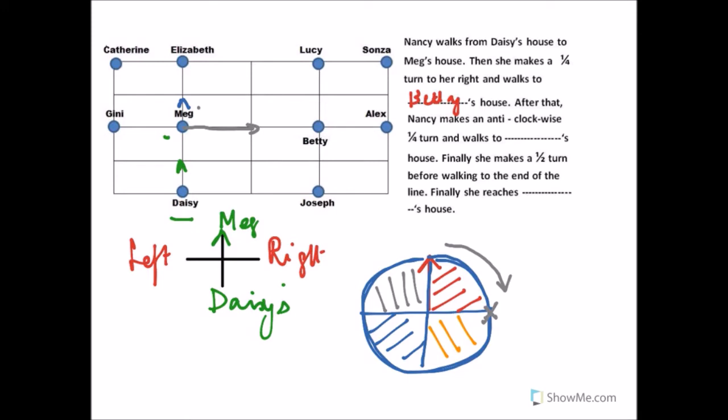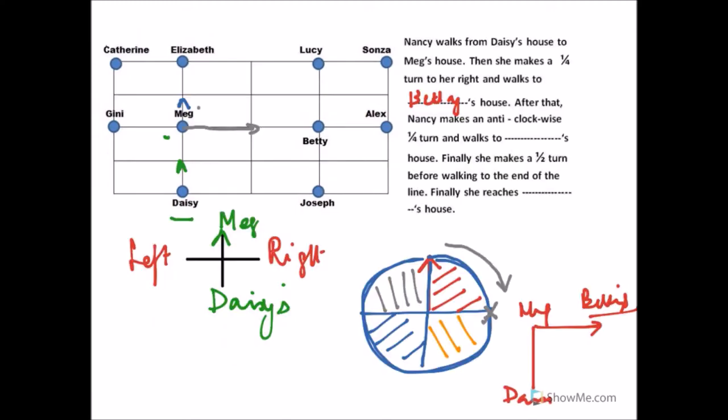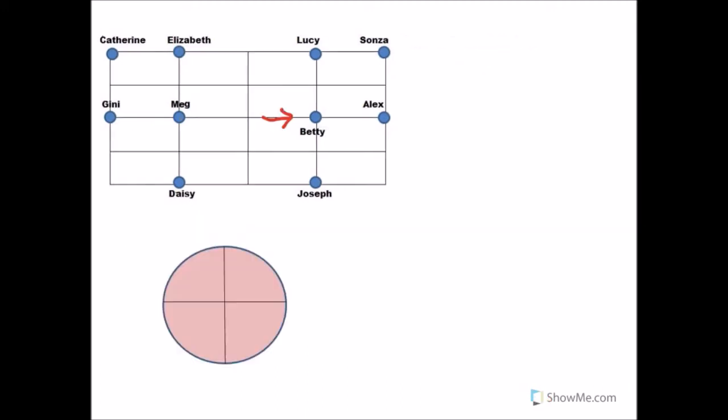So now she started from Daisy's house. Daisy's house is here. She went up to Meg's house and then she reached Betty's house. Now from Betty's house, what does she do? So she has reached Betty's house and this is her direction. She makes an anti-clockwise 1/4 turn. So she makes an anti-clockwise, if this is clockwise, this is anti-clockwise, again 1/4 turn.